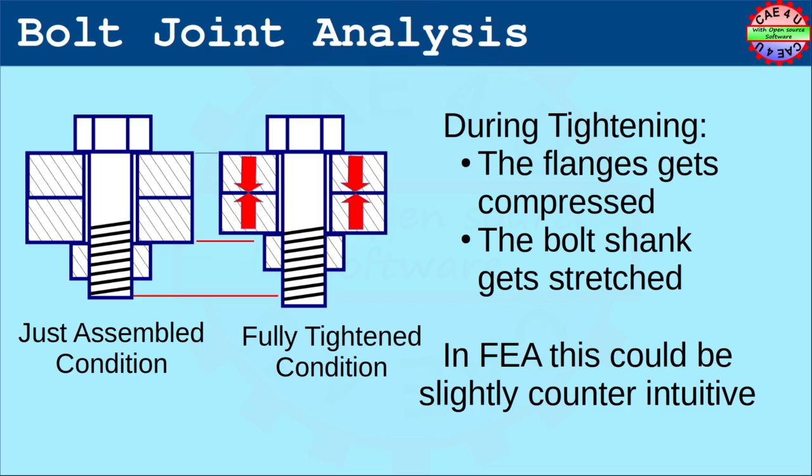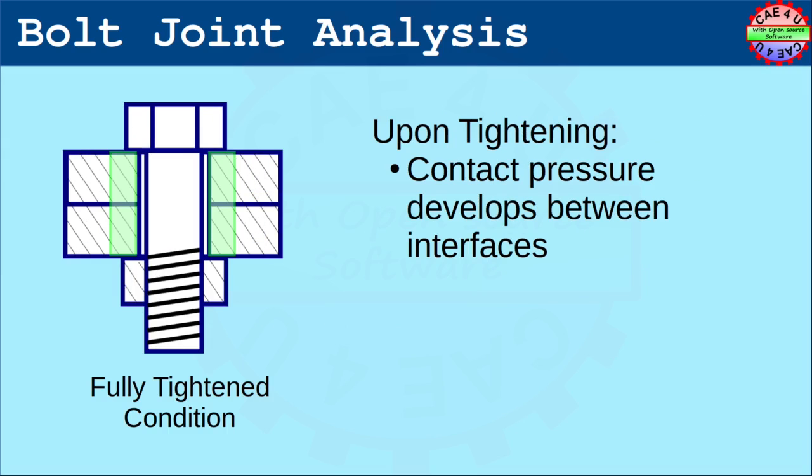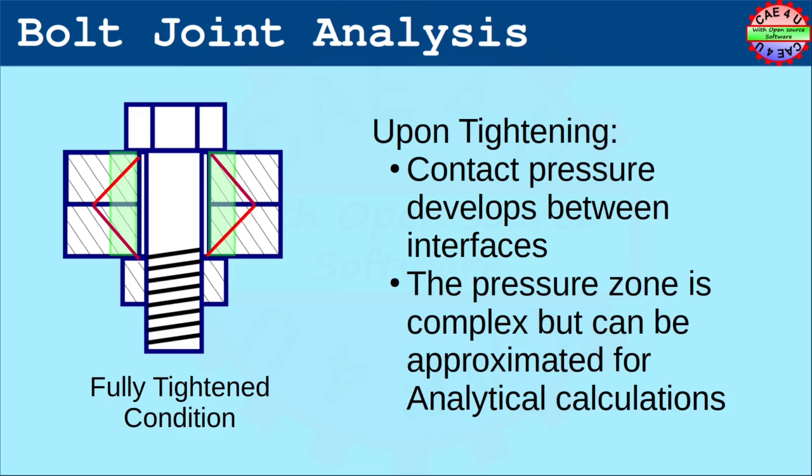Due to the tightening, the parts which are held together develop contact pressure. As we pointed out, the contact pressure develops between the interfaces. The pressure zone actually determines the effective stiffness. In most of the conditions it could be very complex, however they can be approximated so that rough hand calculations can be performed for design purposes.